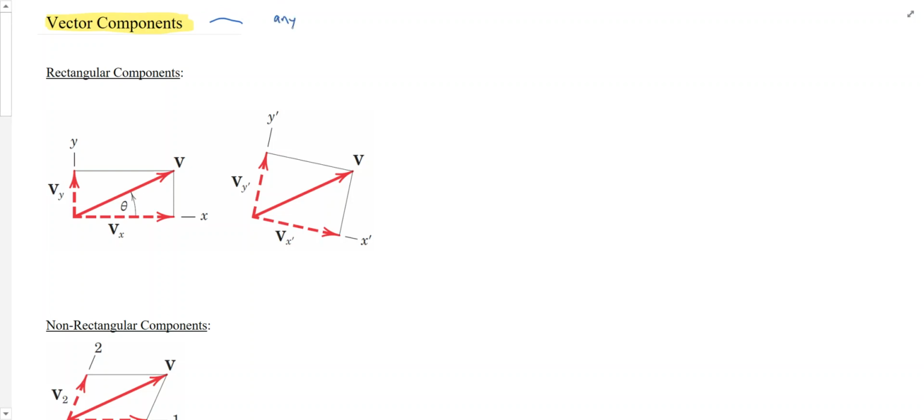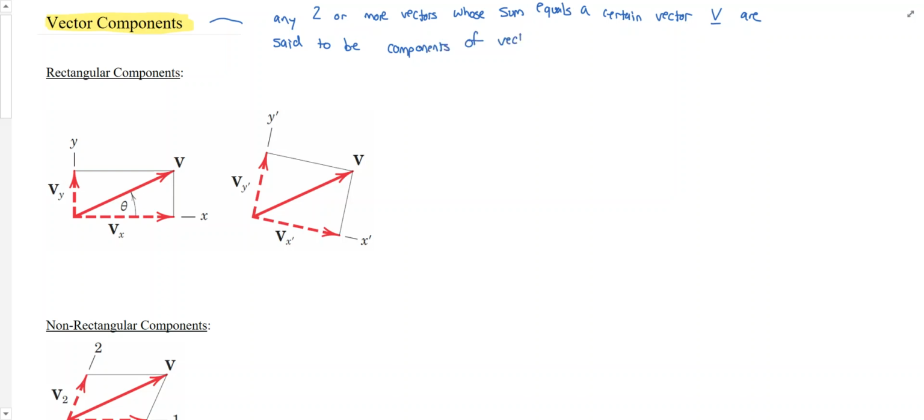Any two or more vectors whose sum equals a certain vector, and we'll say V, are said to be components of vector V.